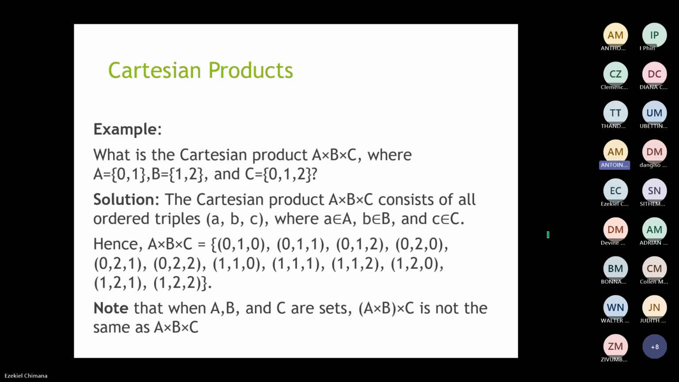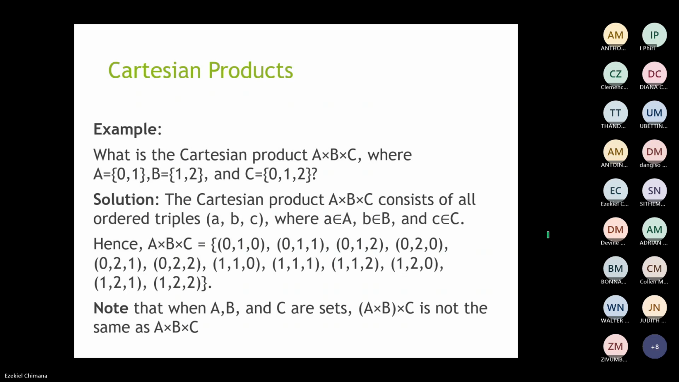Then in Cartesian products, examples. Example, what is the Cartesian product A times B times C, where the elements of A are 0 and 1, the elements of B are 1, 2, and C is 0, 1, 2.